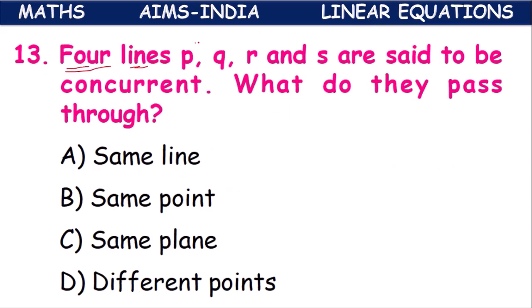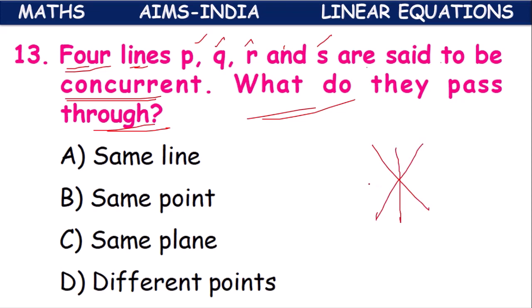So, four lines L, M, N and O are said to be concurrent. So, what do they pass through? Concurrent means, if all of them are passing through the same point, then they are said to be concurrent lines. We have four different lines, but four different lines passing through the same point. So, then they are called concurrent lines.